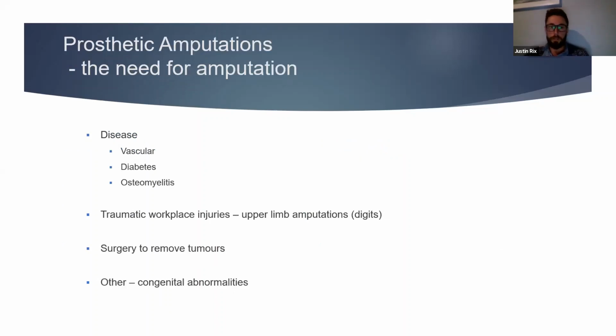As Maurice spoke about, he spoke about traumatic amputation. So for us, we tend to see amputations not only from the orthopedic side. Obviously, there's disease, we've got vascular, osteomyelitis, etc. So there's quite a bit that we can also look at, such as congenital abnormalities.